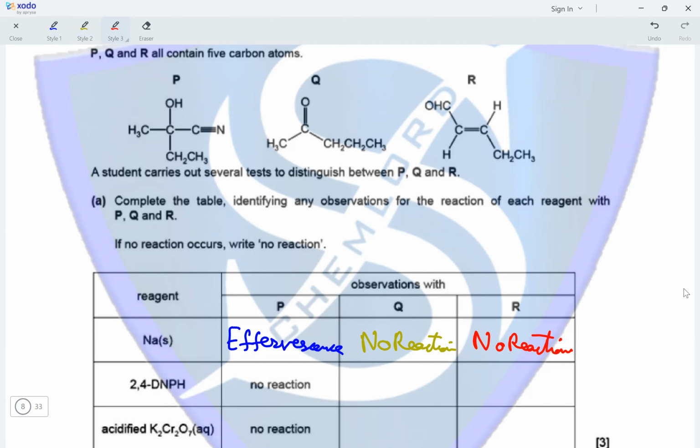Next, with compound P, 2,4-DNPH does not react because compound P does not have any carbonyl carbon present, whereas Q has a ketone group present. So with 2,4-DNPH, we have the formation of a yellow orange precipitate. And with respect to compound R, an aldehyde group is present. An aldehyde group is also a carbonyl group. So R will also give a positive result, which is the formation of a yellow orange precipitate.